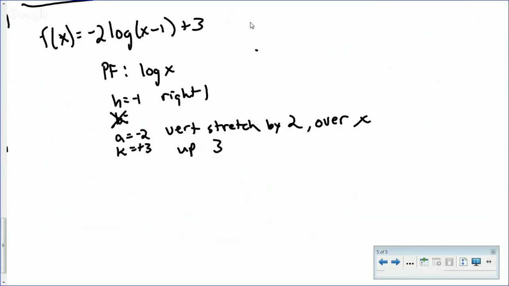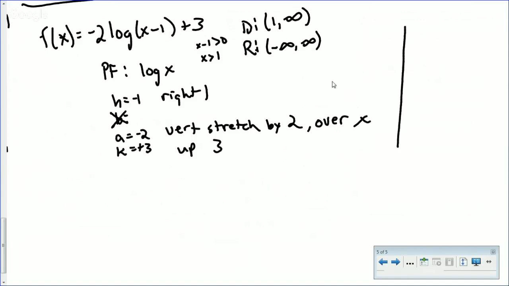We also want domain and range. So my domain, so this inside here, this x minus 1, has to be bigger than 0. Okay, that's the definition of a log. So x has to be bigger than 1. So that is 1 to infinity. Range, the range for logs is always minus infinity to infinity.